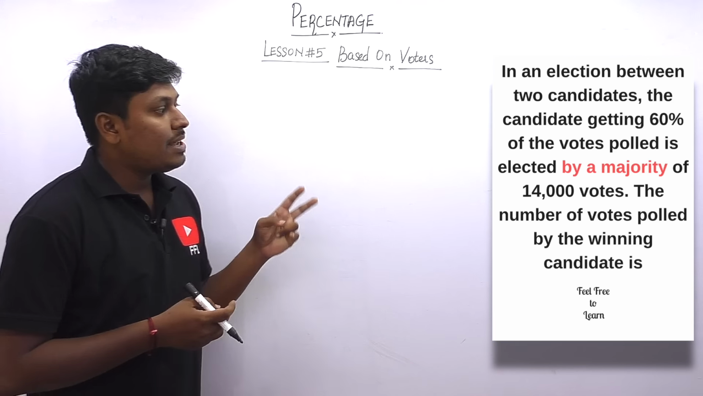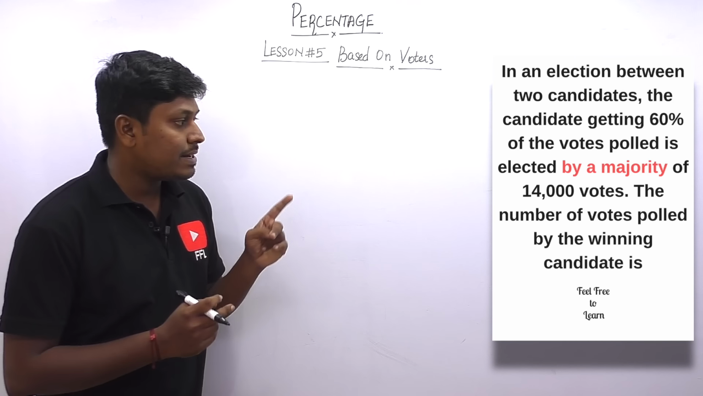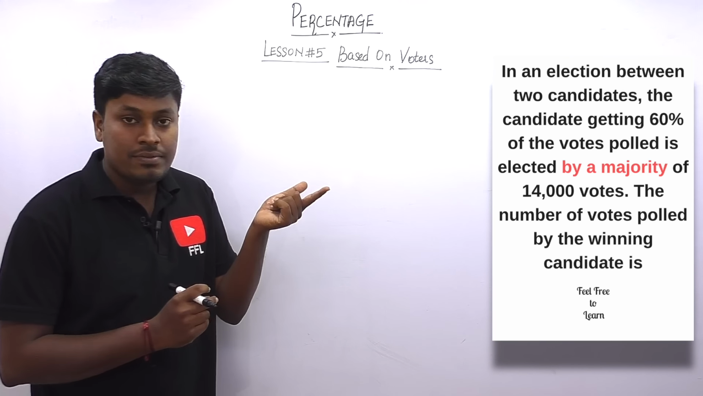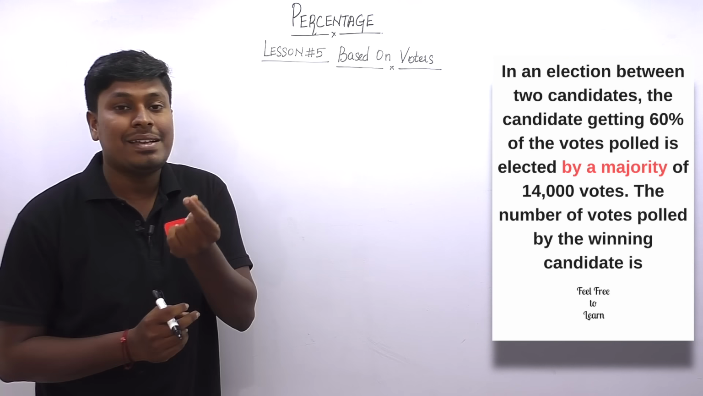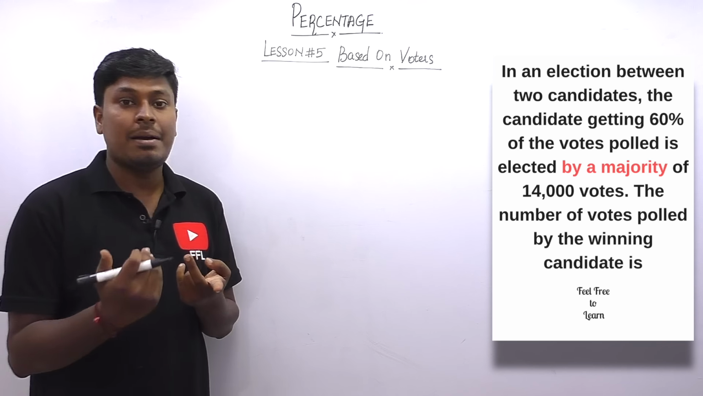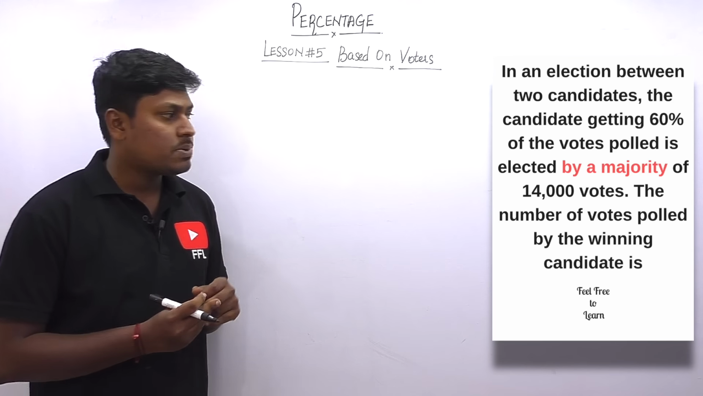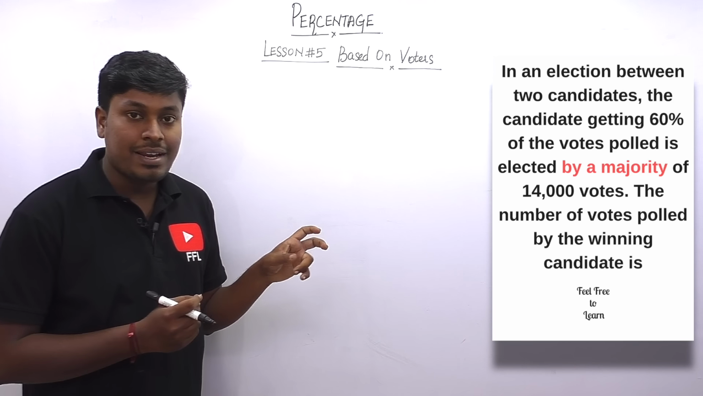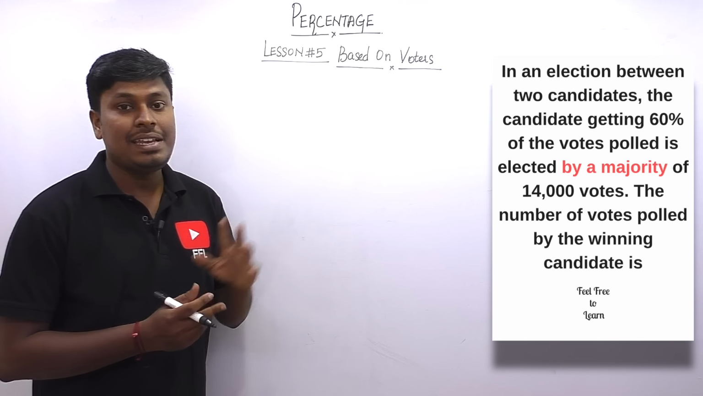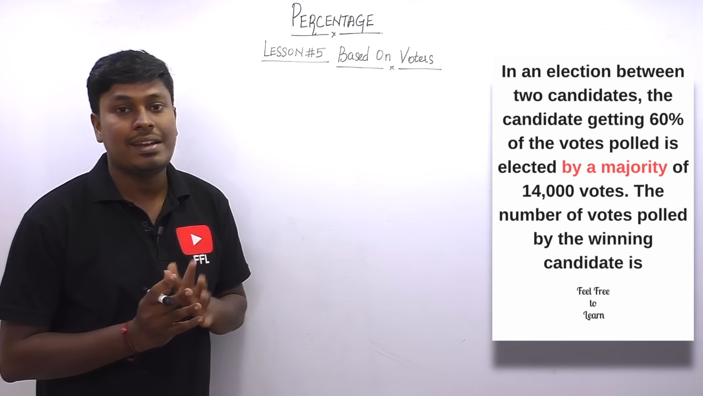So listen here, similarly an election between two candidates and one candidate got 60% of the total votes polled, and the value they have given, 14,000, is a majority vote. So he got 60% of the total votes and won by a majority of 14,000. By using this value, our target is to find not the total votes, but the number of votes polled by the winning candidate. So how many votes did the winning candidate get?